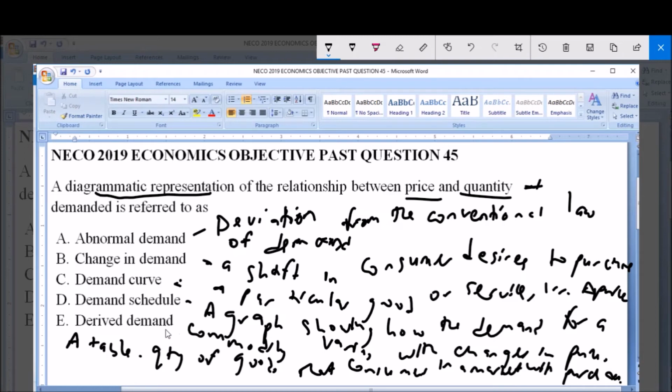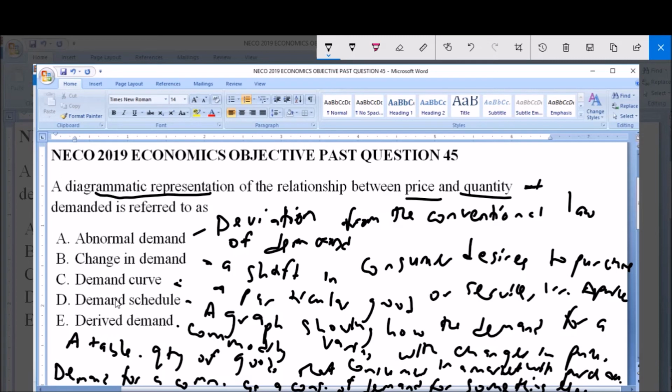And lastly, option E, which is derived demand, is demand for a commodity as a consequence of demand for something else. So that is what a derived demand means.